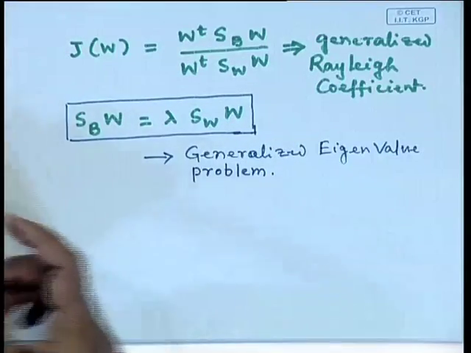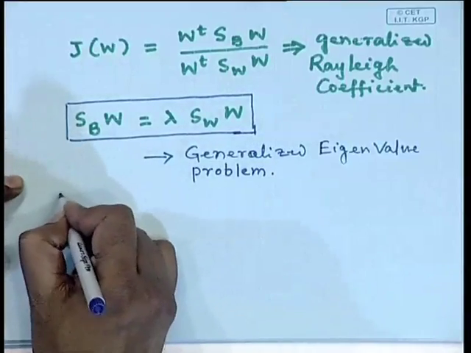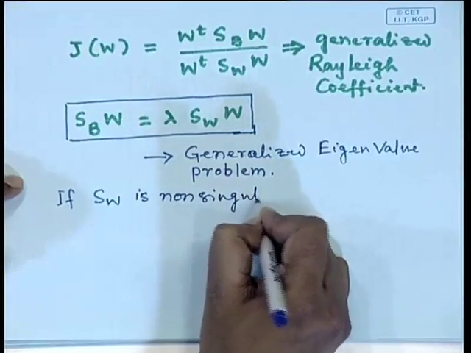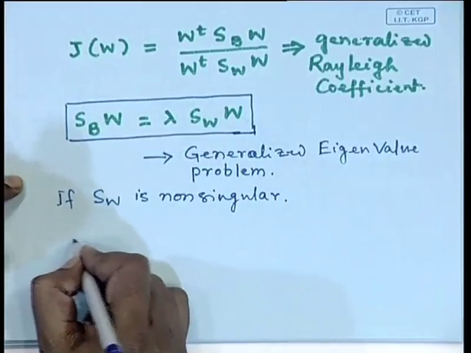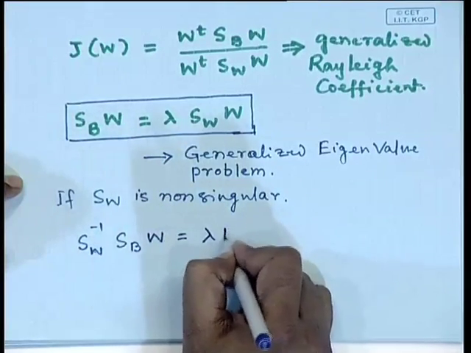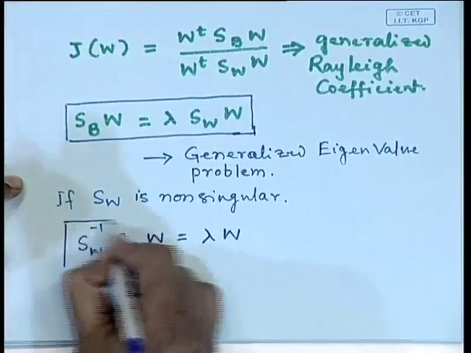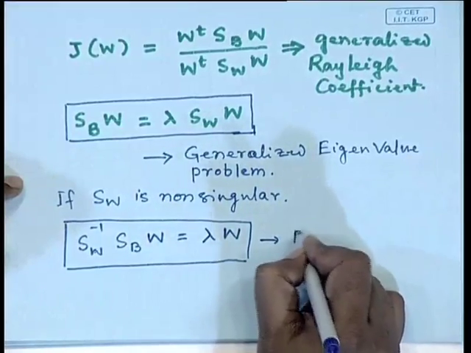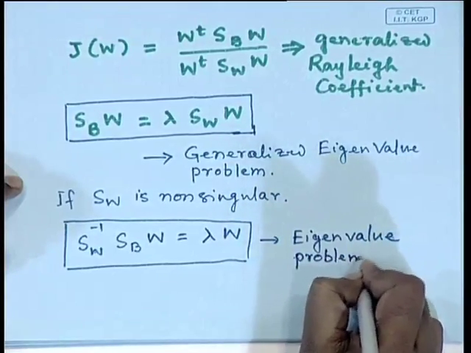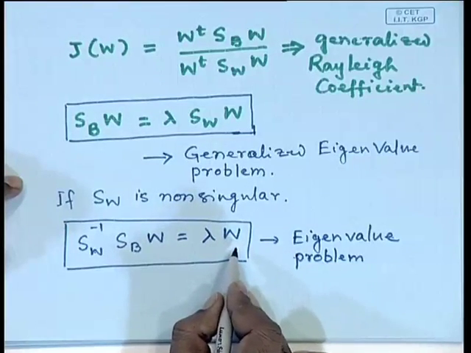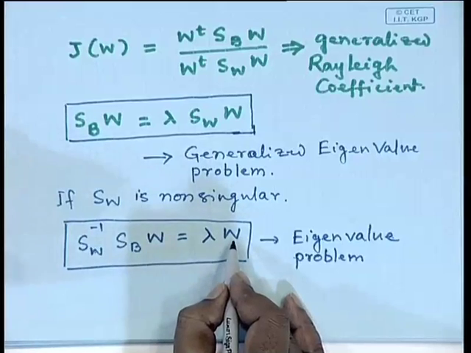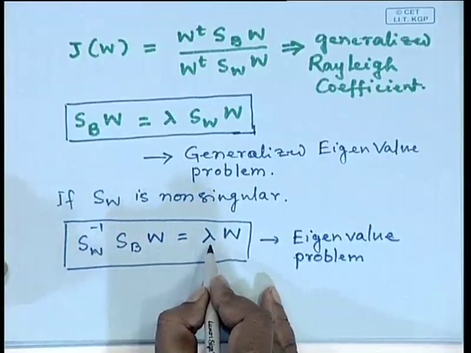You find that if S W is non-singular, then this expression will simply be in the form S W inverse S B W is equal to lambda times W. So, this is our well known eigenvalue problem, where W is the eigenvector of S W inverse S B, and lambda is the corresponding eigenvalue.